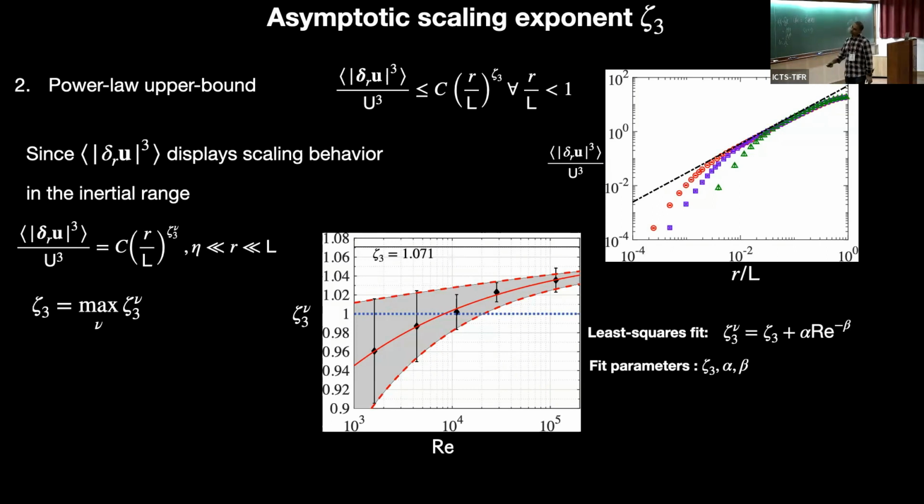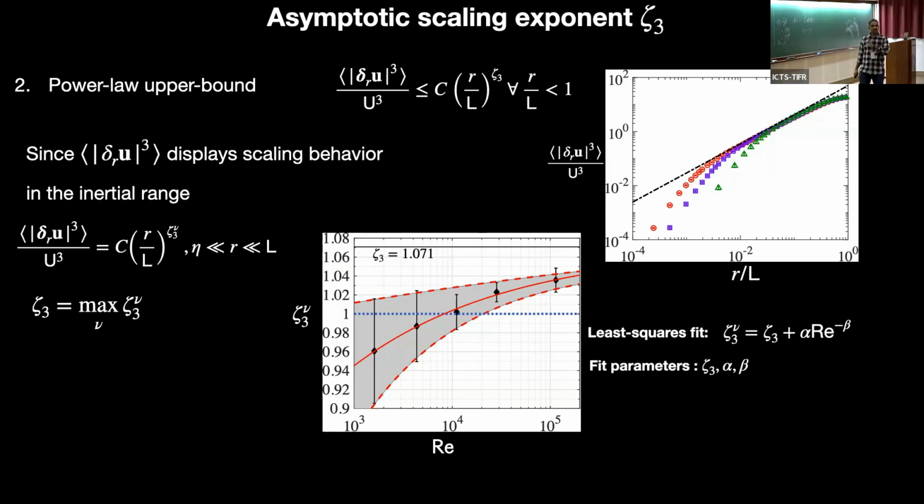In order to do that, what I have done is I have done some least square fitting. I have assumed this form for the third order exponents. This is zeta 3 plus alpha Reynolds number power minus beta, and I've fit the parameters. I've taken more complex functions as well with logarithmic corrections, and you can get values for this zeta 3, alpha and beta, and this fitting procedure gives the value of zeta 3 to be 1.071, which is greater than 1.